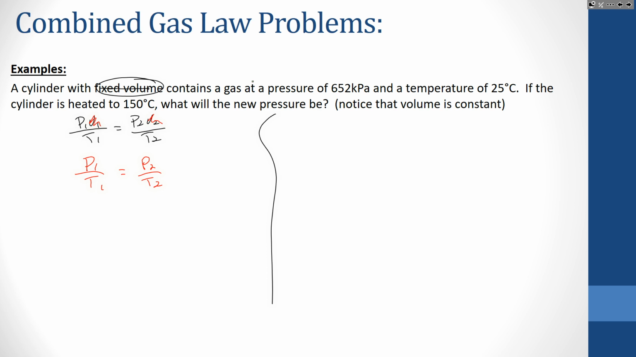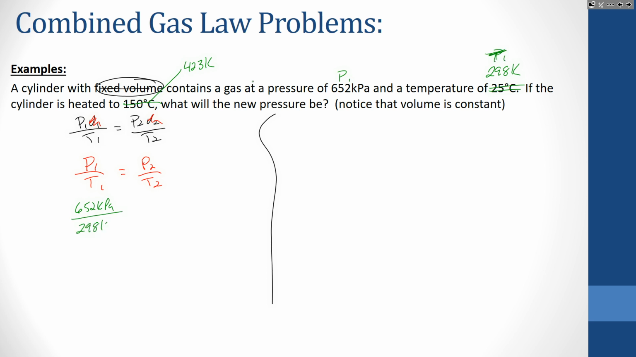So now all we have to do is just substitute in our values. Before I do anything, I should be changing this to 298 Kelvin and 150 Celsius. Let's check that out really quick. So 150 plus 273 is 423 Kelvin. So 652 kPa is our initial pressure, and our initial temperature is 298.